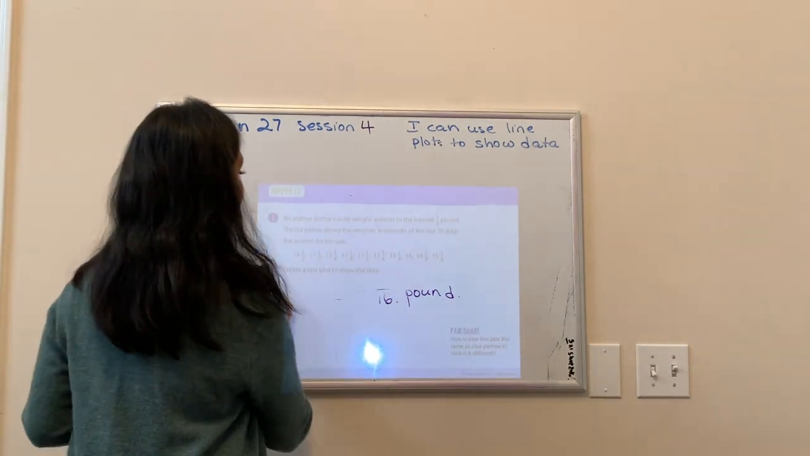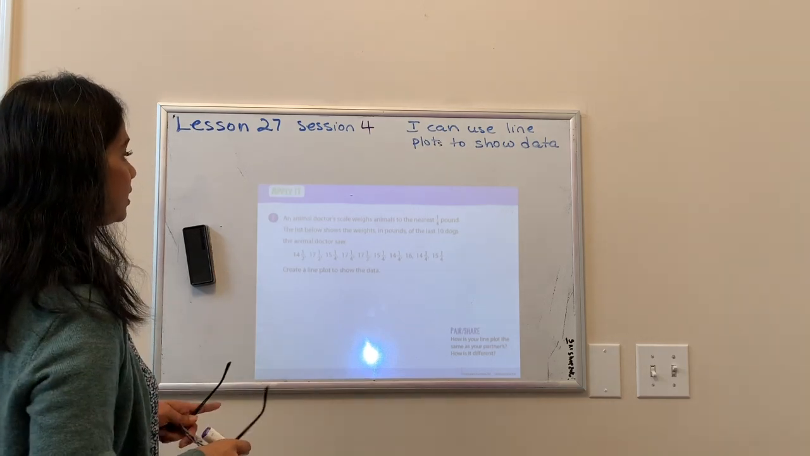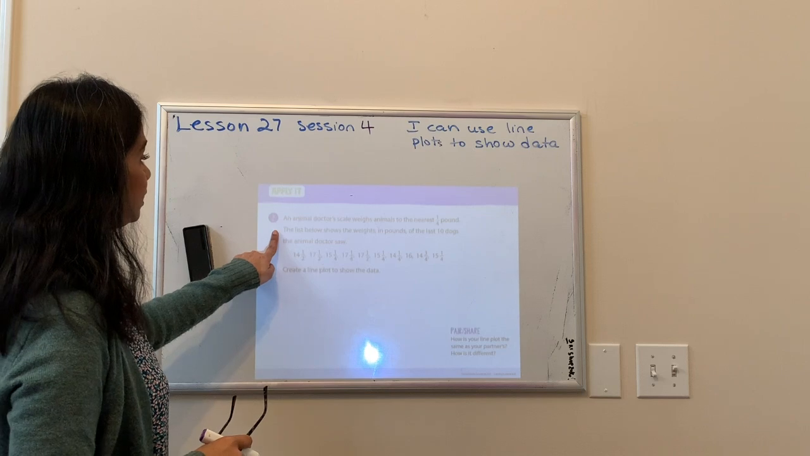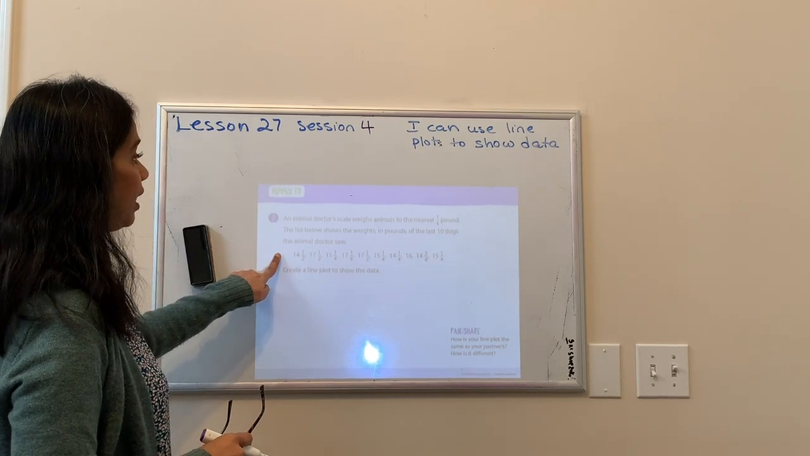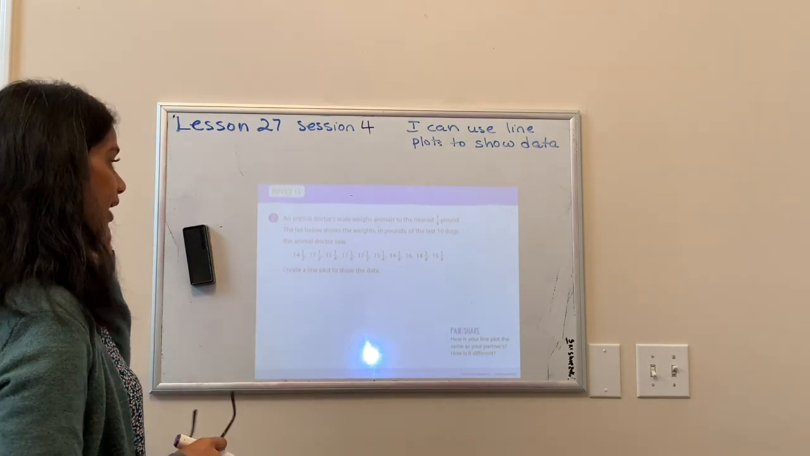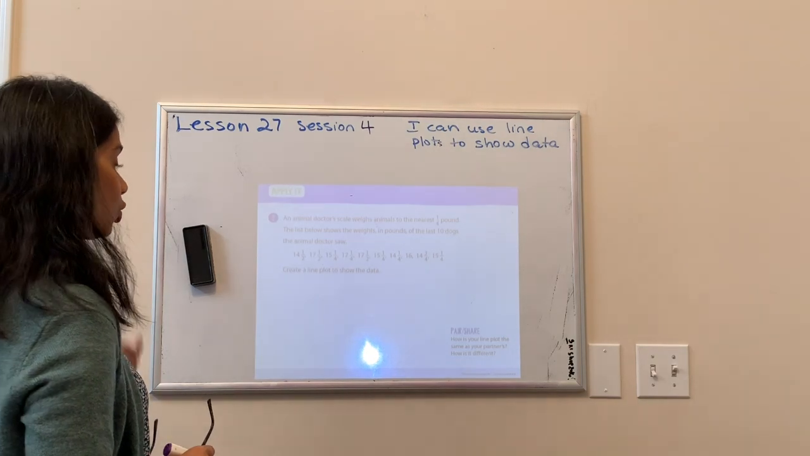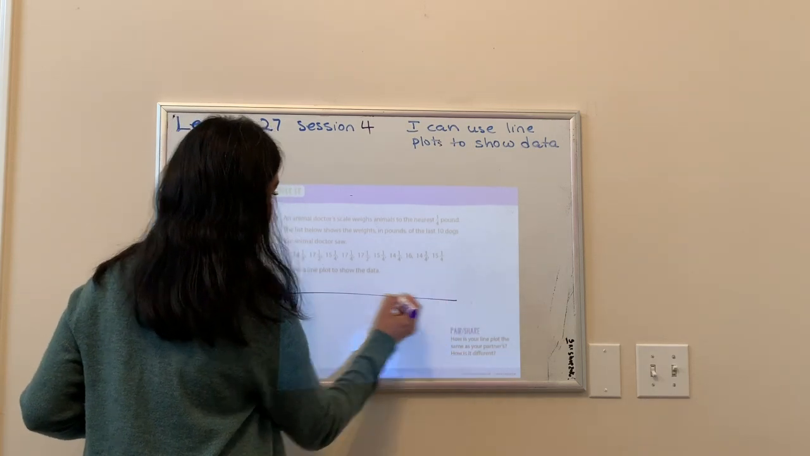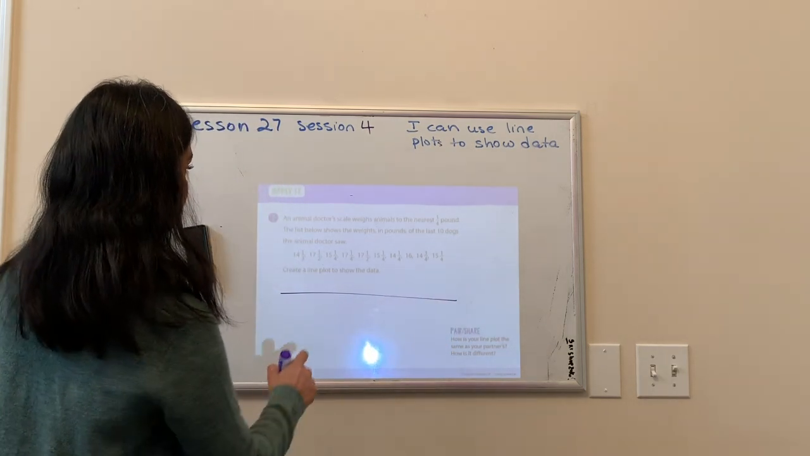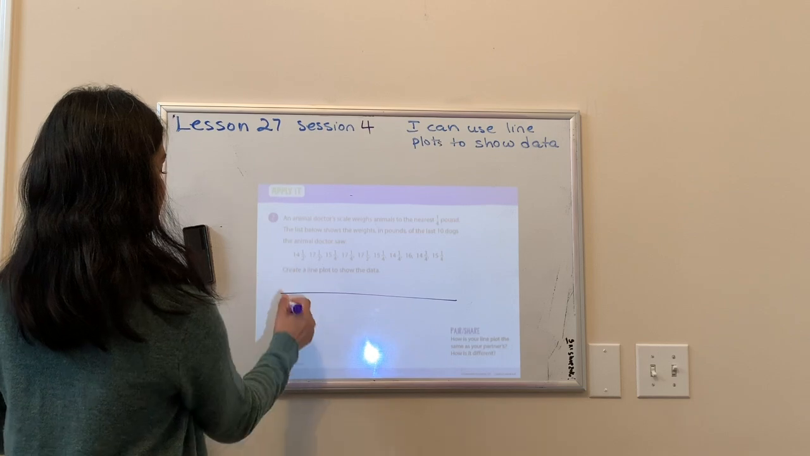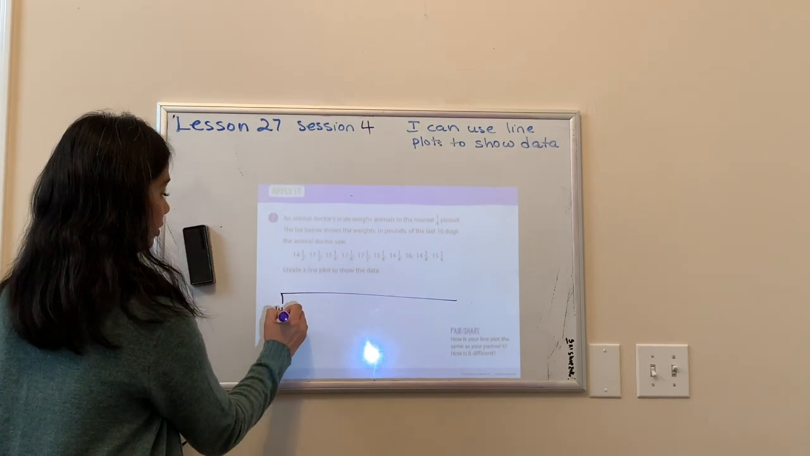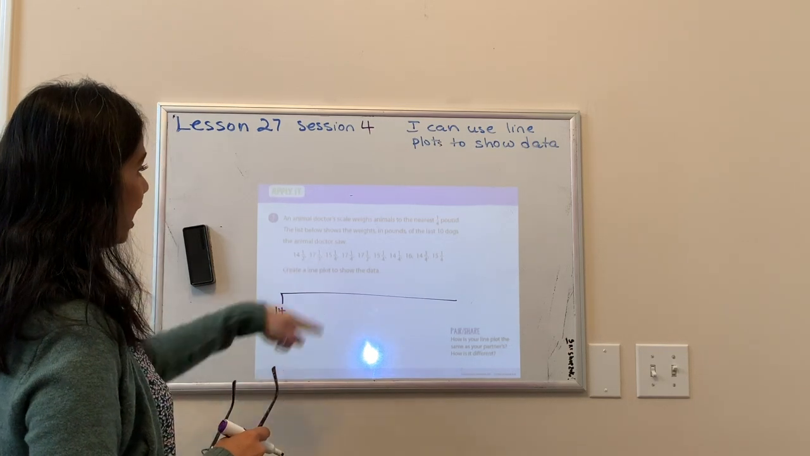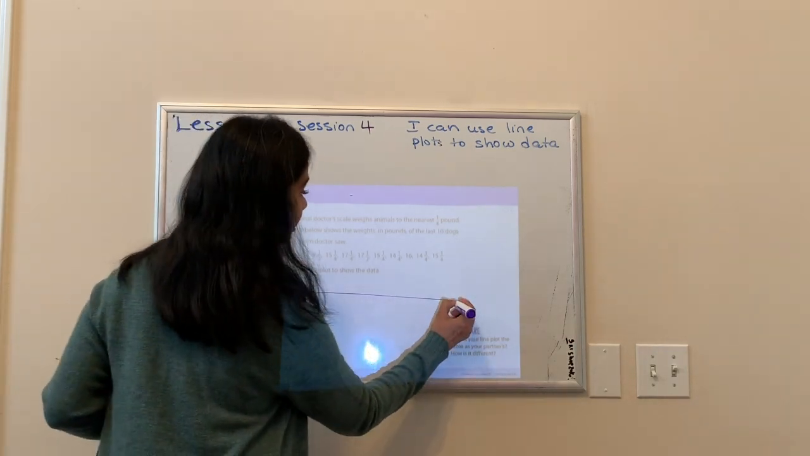Number 2, an animal doctor's scale weighs animals to the nearest 1/4 of a pound. The list below shows the weights in pounds of the last 10 dogs the animal doctor saw. Create a line plot to show the data. Okay, so let's create this line plot. First, I'm going to look at my data set. So I start from 14, so that's where I'm going to start from. And then I go to 17 and a half, which means I'm just going to go to 18, right?